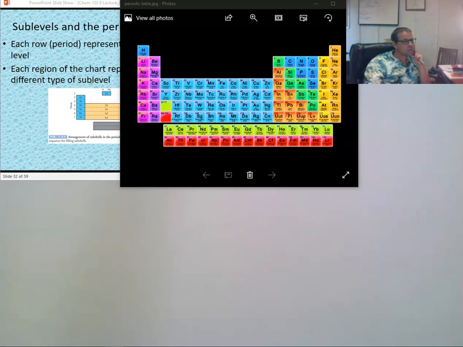Is it D or do we go to the S? We go to potassium and calcium, right? So it's 4s2. Very good. And that's where we would end if we wanted to have calcium. Does that make sense? It would be 1s2, 2s2, 2p6, 3s2, 3p6, 4s2. That's right. Very good, Kylie.